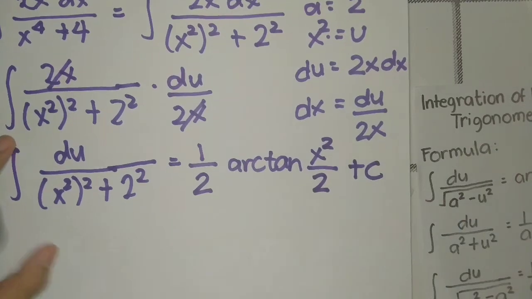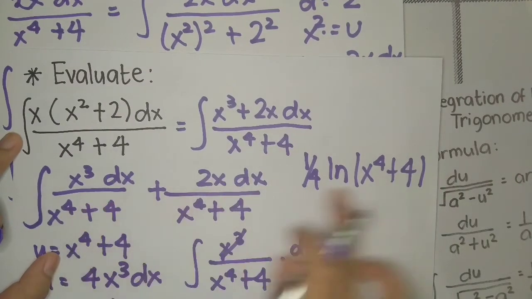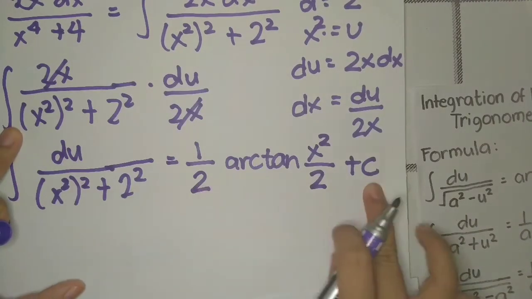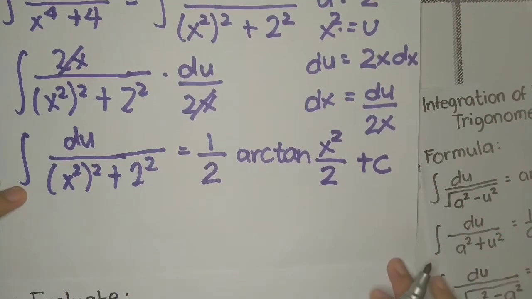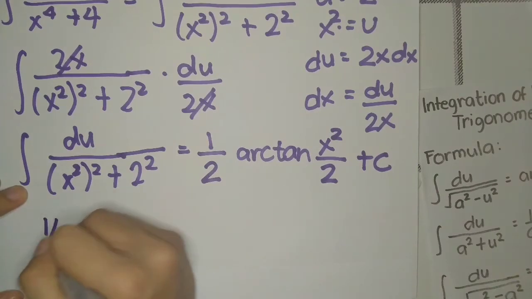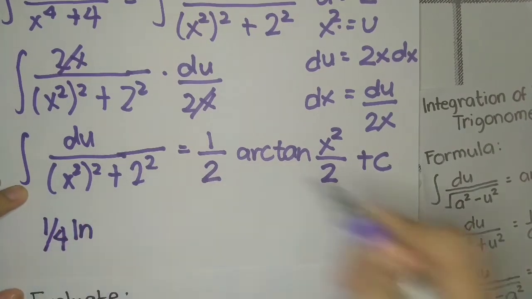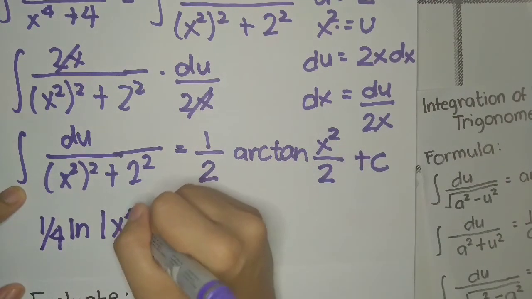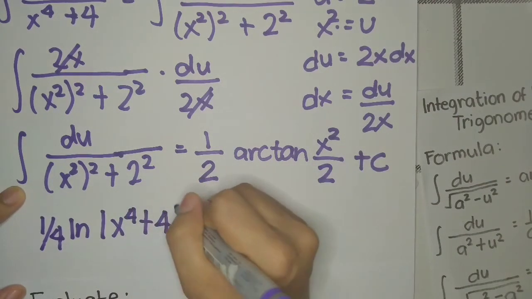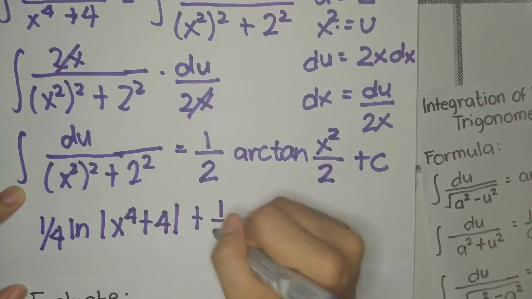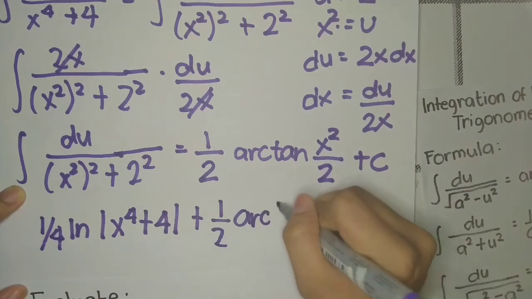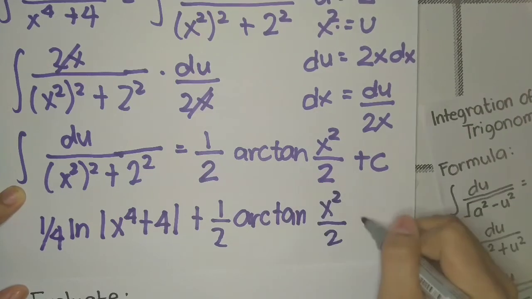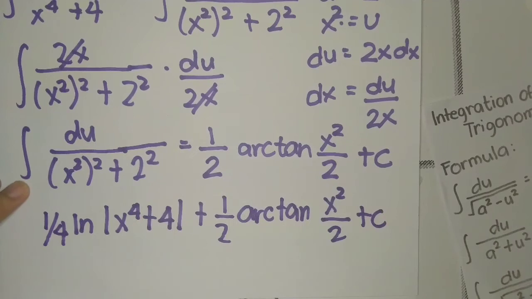So from what we did first, we have 1/4 ln (x⁴ plus 4). Now let's combine the two. Our final answer is equal to 1/4 ln (x⁴ plus 4) plus 1/2 arctan (x² all over 2) plus c. So, that is our final answer.